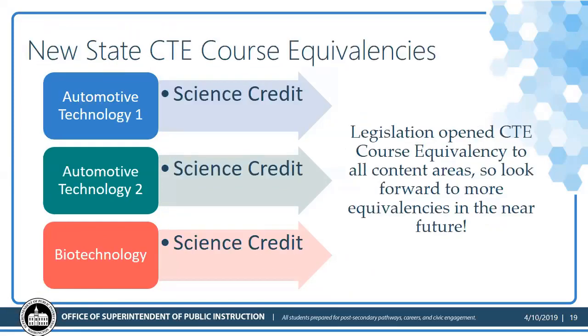So here's some new ones that are probably not on that list that I provided because they are brand new. We have 3 different science credits available here. We have Automotive Technology 1, Automotive Technology 2, and Biotechnology.